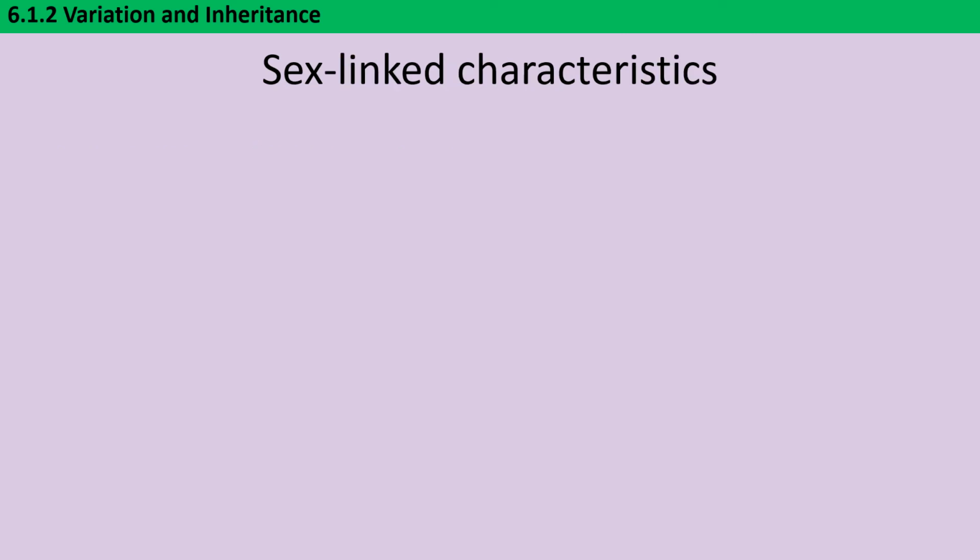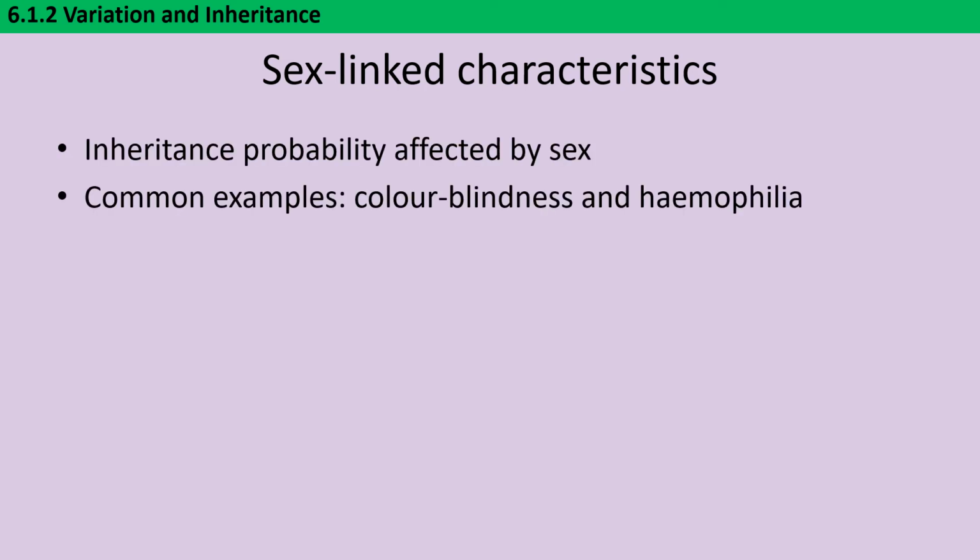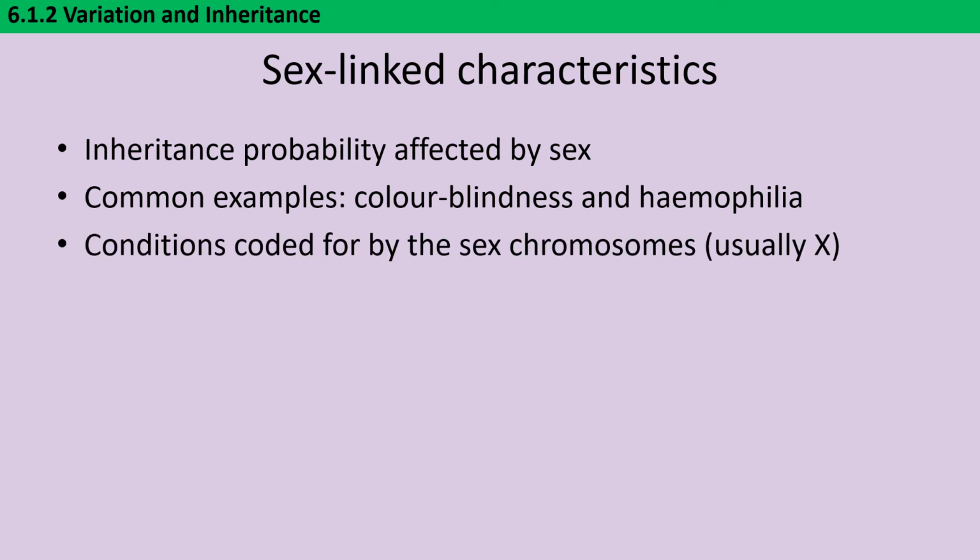Sex-linked traits or sex-linked characteristics are ones where the probability that you inherit that trait from your parents is dependent on the sex that you are and the sex chromosomes that you have. Common examples include colourblindness and haemophilia. The reason why your sex is going to influence how likely you are to inherit that disorder is that the gene for it is coded for by the sex chromosome.